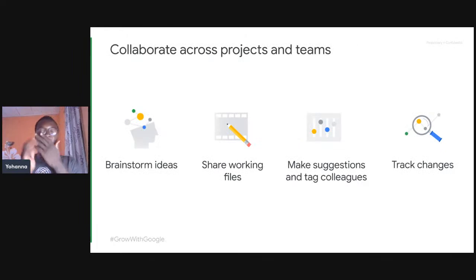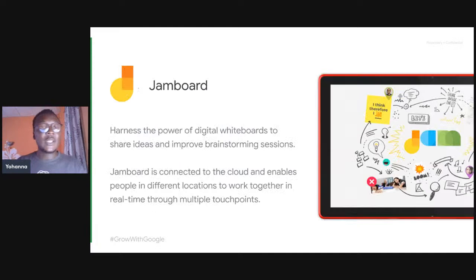Now, collaboration across project teams helps us to brainstorm ideas. It helps us to share working files, especially very easily, and make suggestions and tag your colleagues. You can easily track changes. Like I said before, if you are working on a document and somebody makes a change, you can easily track who made the change, and then you can also revert the document to when it was at the initial stage. So that is how effective it is.